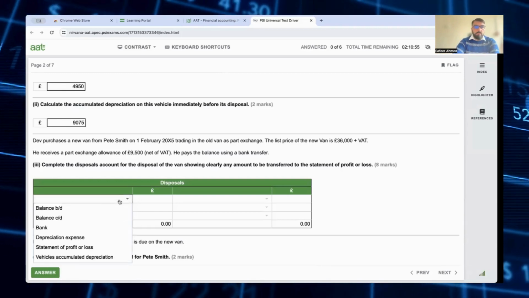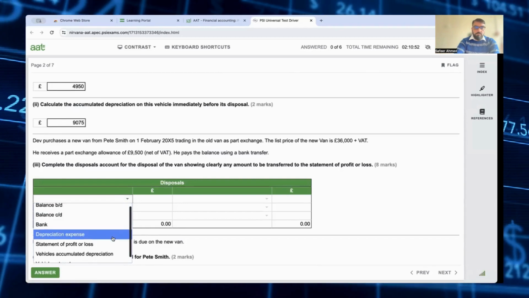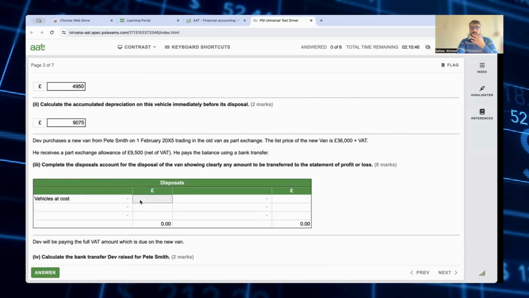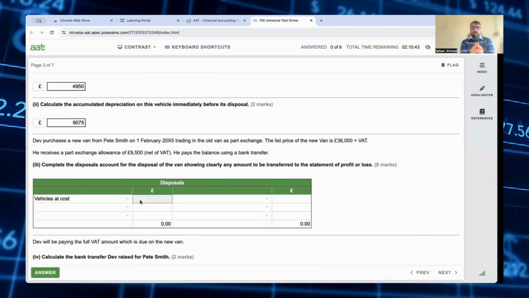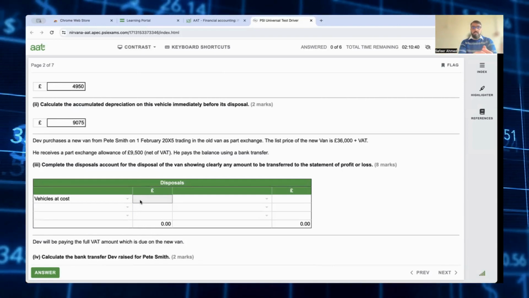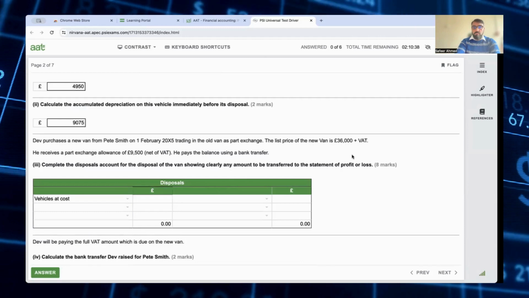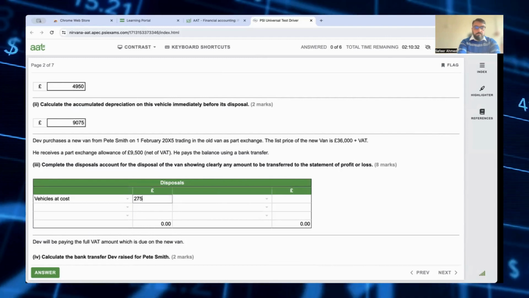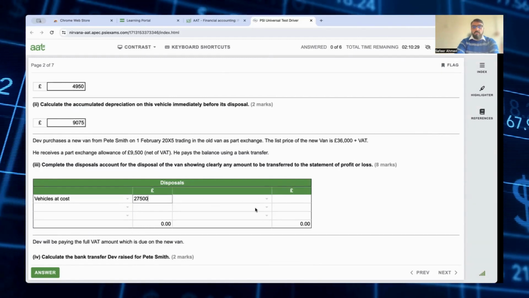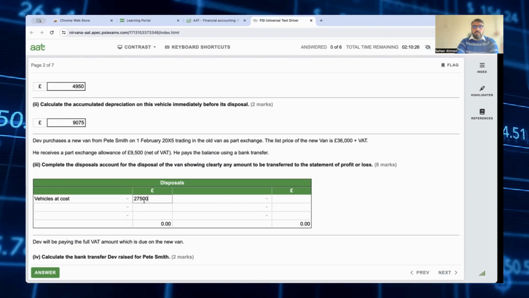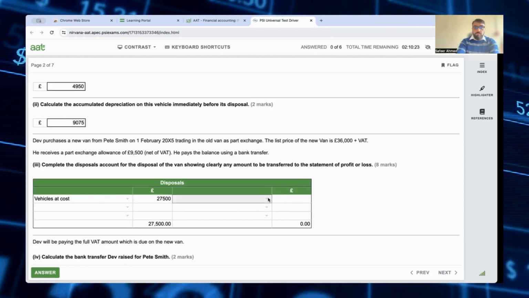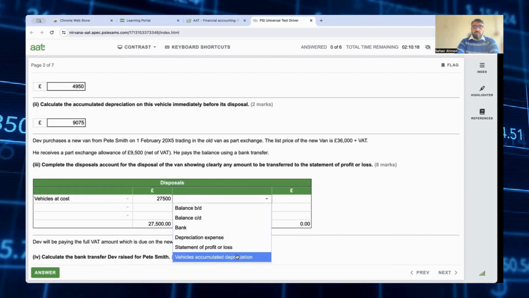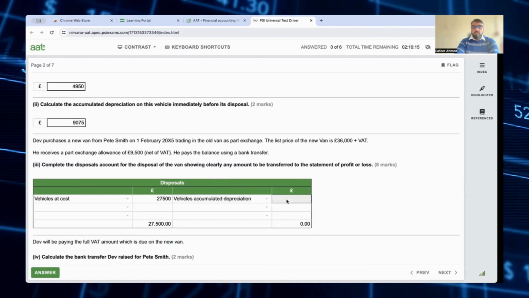So here it will be vehicle at cost account. Now, please be mindful that the disposal account is in relation to the asset which has been disposed of. In this case, it has been part exchanged. So this is the original van we were talking about. Remember, 27,500. On the other side, accumulated depreciation in relation to this van, which we determined earlier, which is 9,075. So which is your vehicle accumulated depreciation.